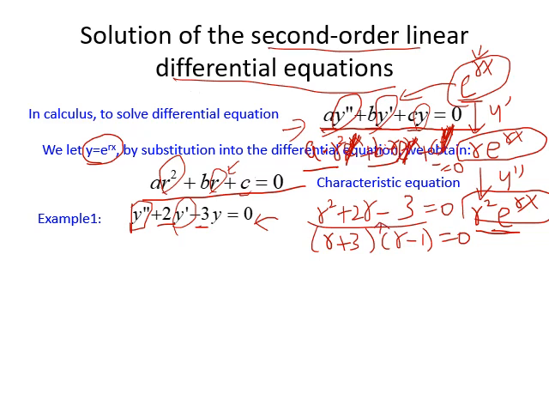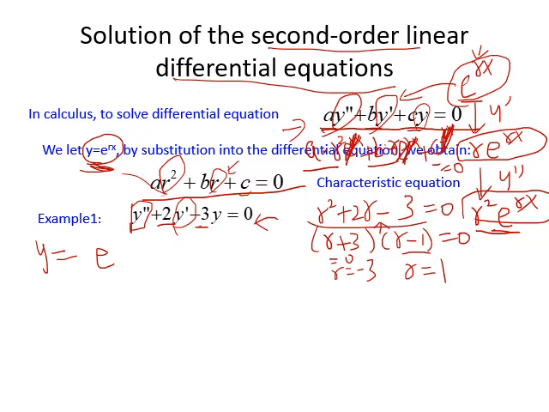But this says that the product is 0. So this factor will be 0, which says r equals -3, and this factor is 0, so r equals 1. And now we put these back into this equation. So the solution to this one is y equals e to the rx.